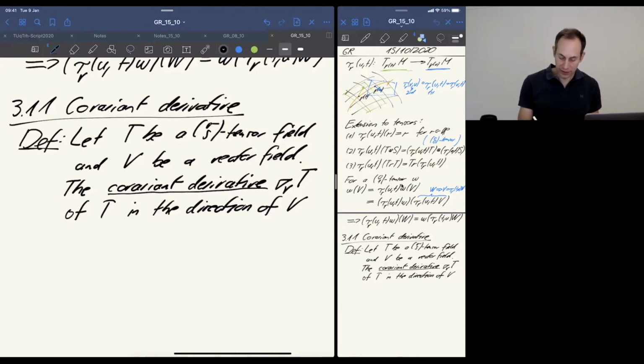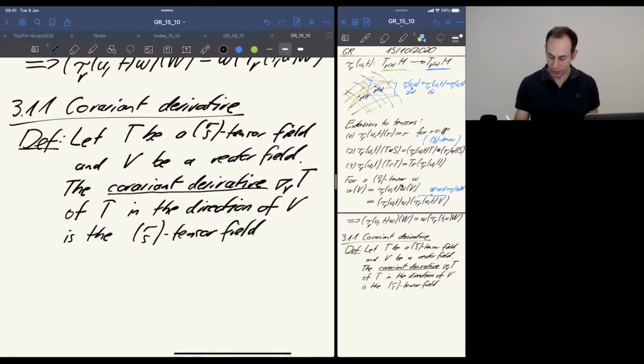And so what is it? It is, again, a vector field, namely a tensor field of the same type. If it was a vector that you take the derivative of, it's still a vector, of course.